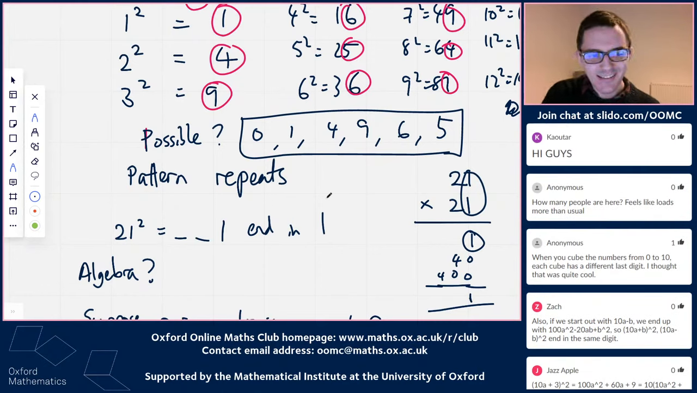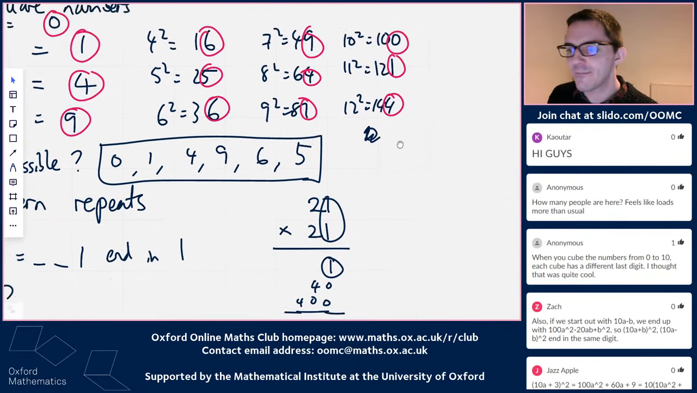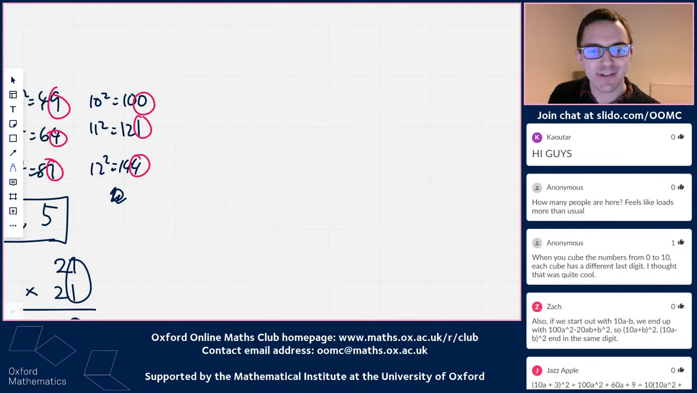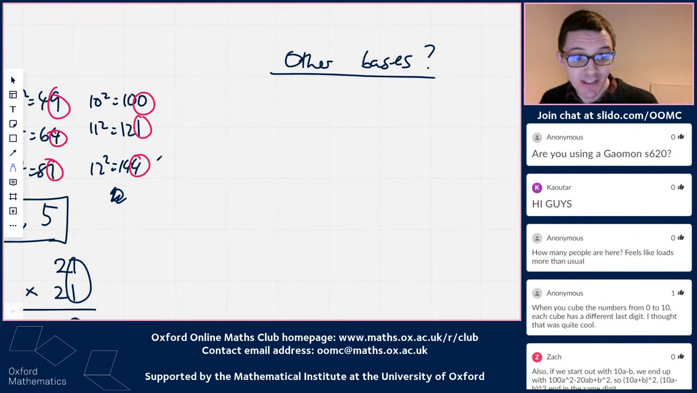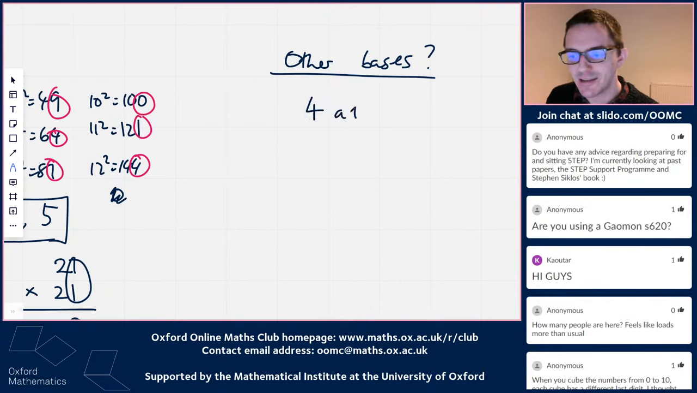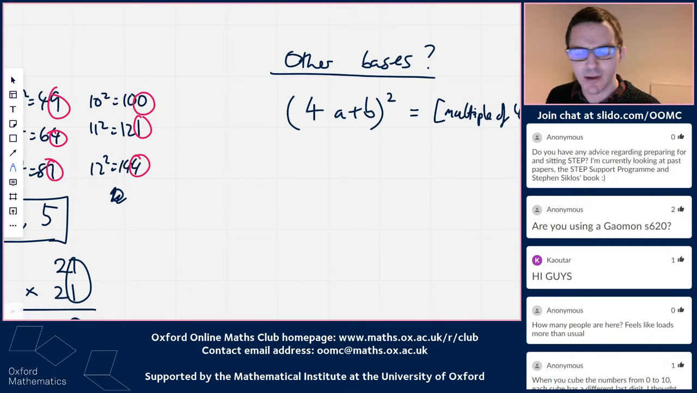Okay, let's talk about other bases. I never know how much people know about other bases, but I want to really quickly try and extend this idea. There's nothing special about the number 10. We can look at things like 4a plus b. We could take all the 10s and swap them to 4s. Well, that's going to be a multiple of 4, plus b squared. So in base 4, it has the same last digit as b squared does. I think it's probably a good idea at this point to stop saying same last digit and say mod 4.